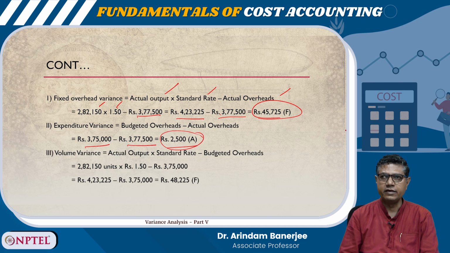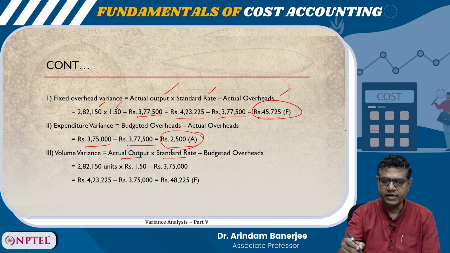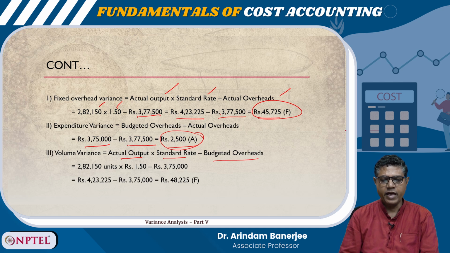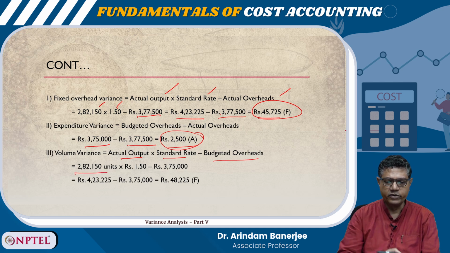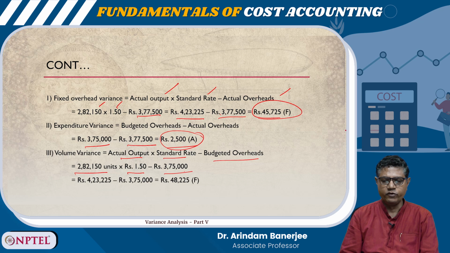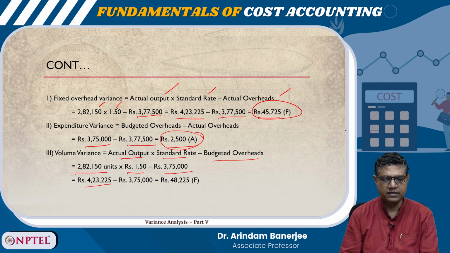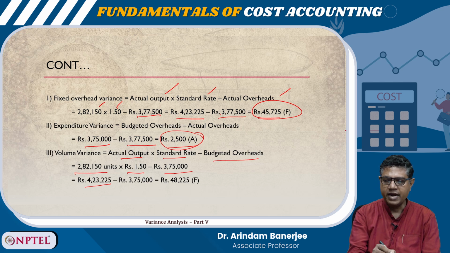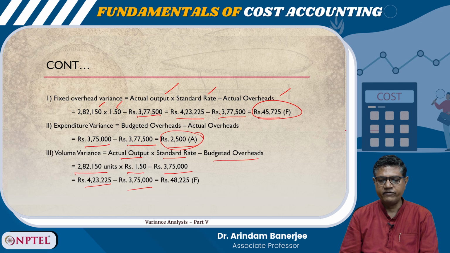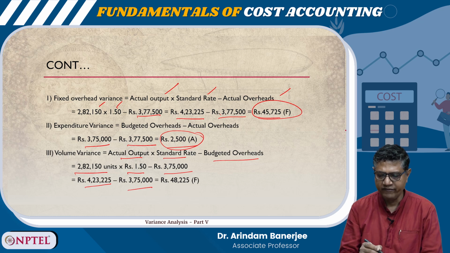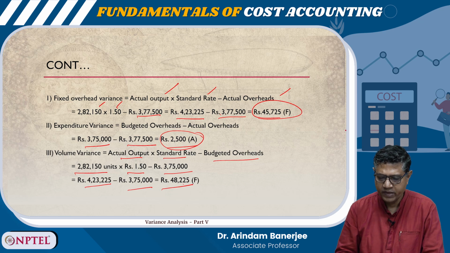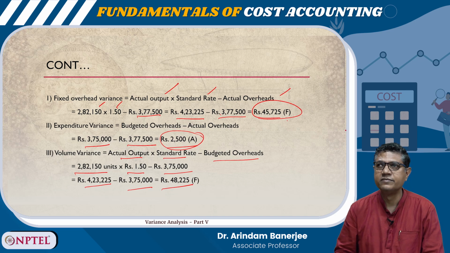Volume variance, I can calculate actual output into standard rate minus budgeted overheads. So, actual output is 282150 units into 1.5 minus 3,75,000. So, if you calculate, you see the actual output into standard rate is 4,23,225 and the budgeted overheads is 3,75,000. So, 48,225 is favorable, right. Now, if you add these two, it should come here, right.